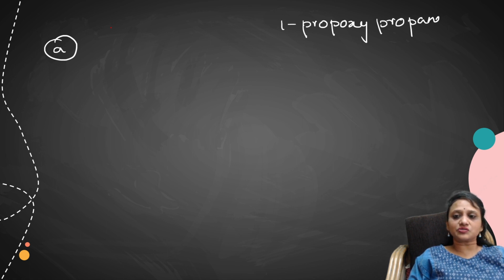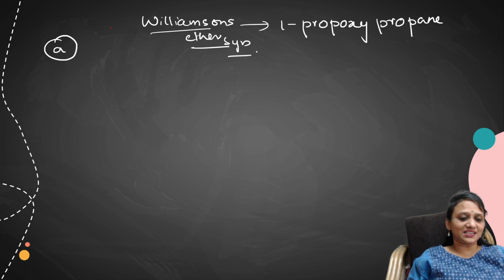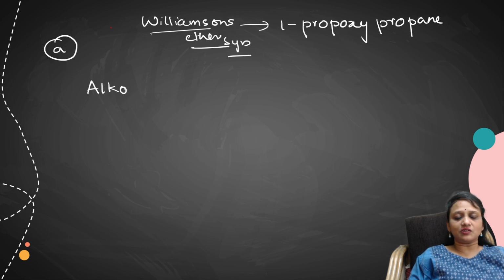By using what, students? By using the Williamson ether synthesis concept. I need to use this ether synthesis concept. So what is this concept, students? Basically, in Williamson ether synthesis, I am going to take one alkoxide, correct? You're going to take one alkoxide.